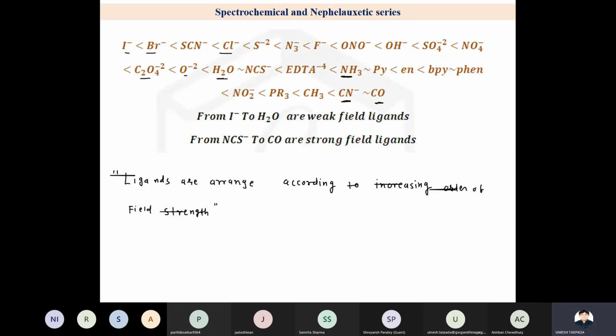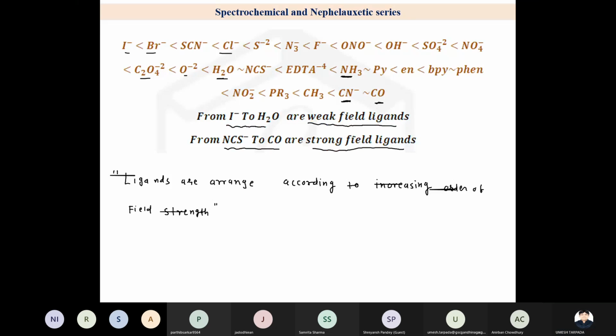Even in NO2, where oxygen is the donor, that is ONO, it is a weak ligand. Hydroxyl is of course weaker than H2O. Which are the stronger ones? CN, ammonia, NO2, CO, pyridine, ethylenediamine, bipyridyl, phenanthroline are stronger ligands. From H2O onwards they are weaker ligands, like I minus and H2O. And NCS and CO are strong field ligands.